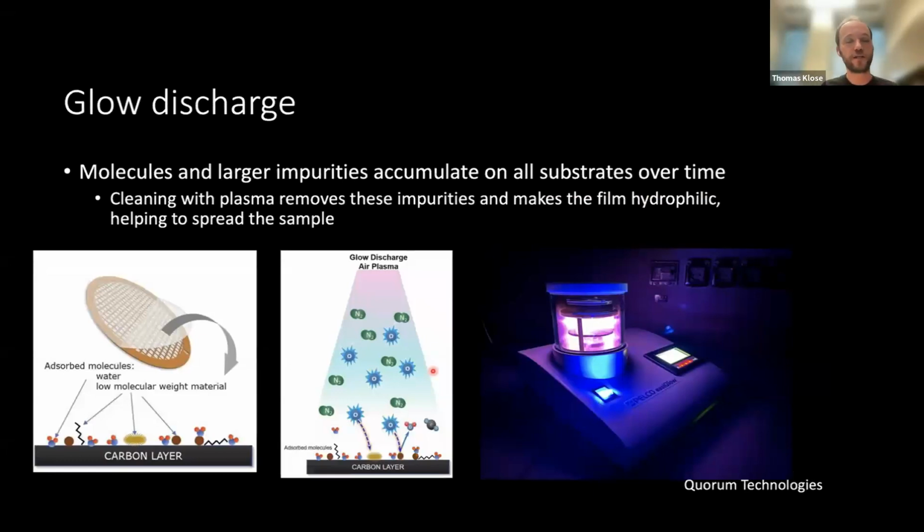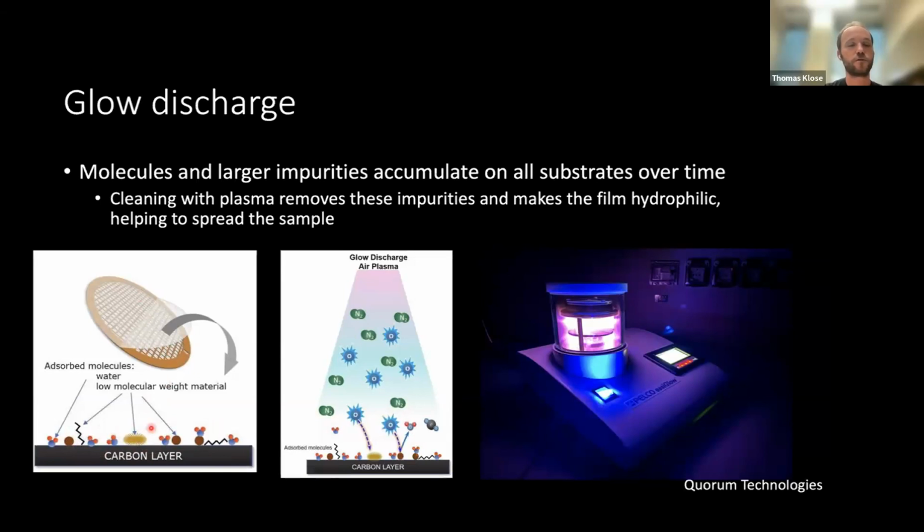Once you have your grid ready, the first thing that is usually done is what is called a glow discharge. These grids get manufactured and then packaged in a factory and then shipped to you. Over time, as they get exposed to the air, you get molecules like water or just impurities floating around in the air, and they like to stick to the carbon or gold layer of the grid, and they accumulate on this over time.